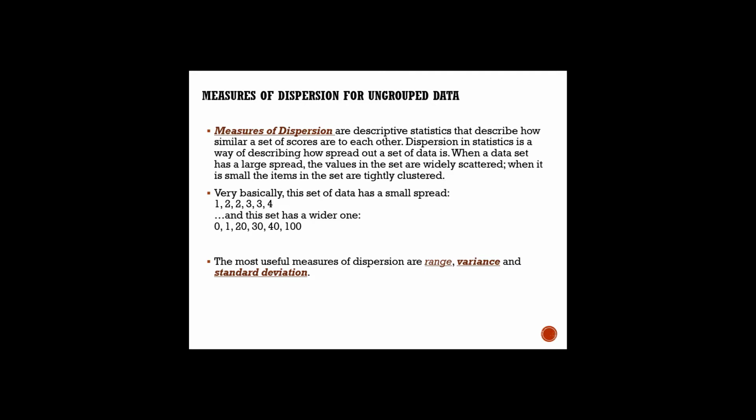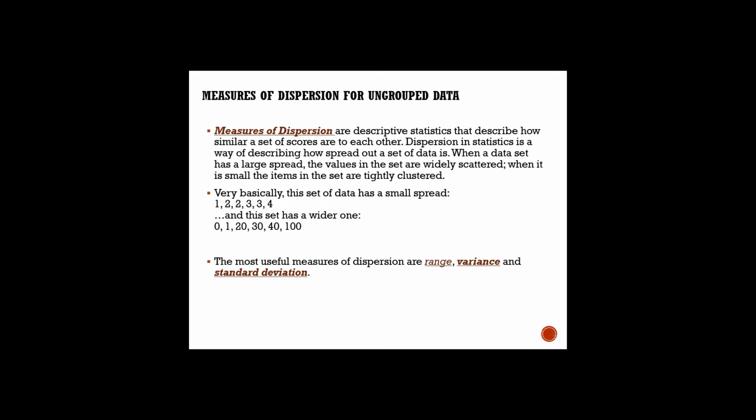The next measurements about data that we need to discuss are called measures of dispersion, and we're still talking about ungrouped data, although we do have the same terms for grouped data, but for now let's just consider ungrouped data. The measures of dispersion are basically statistics that tell you how similar a set of scores are to each other, and dispersion is really a way that we talk about how spread out the data is.